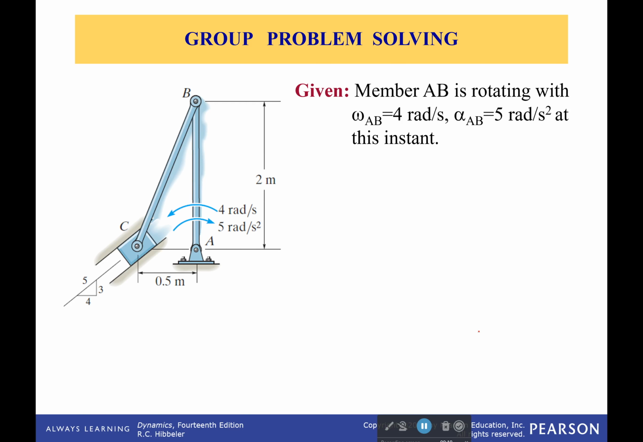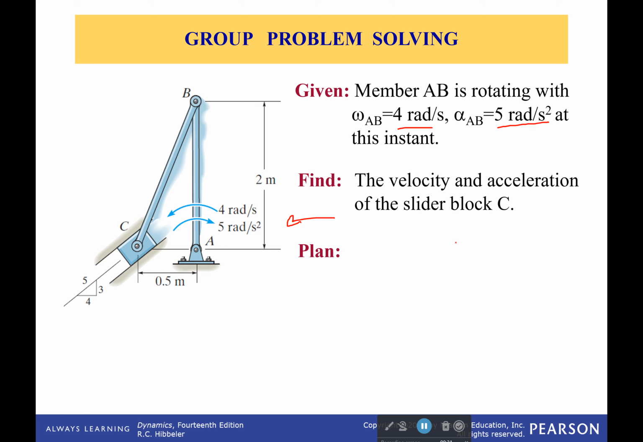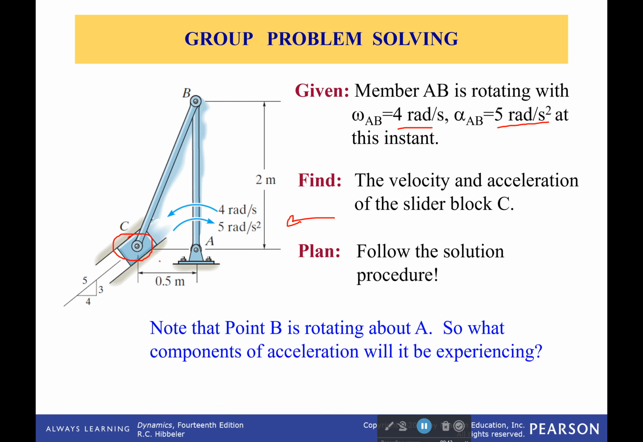We know that member AB is rotating with an angular velocity of 4 radians per second and an angular acceleration of 5 radians per second squared in the directions that are shown. We want to find the velocity and acceleration of the slider block C. We know what direction that acceleration is going to be. We also know what direction that velocity is going to be, but we don't know its values. So how are we going to do it?